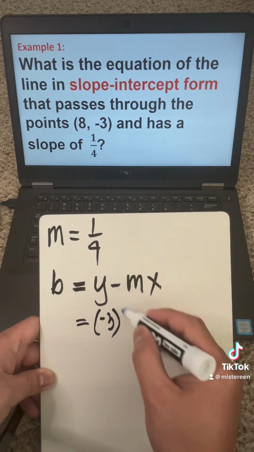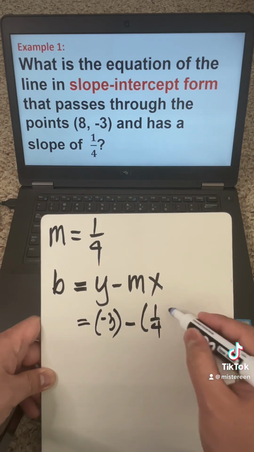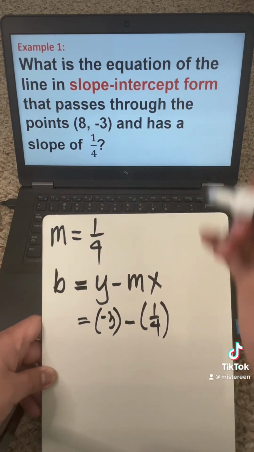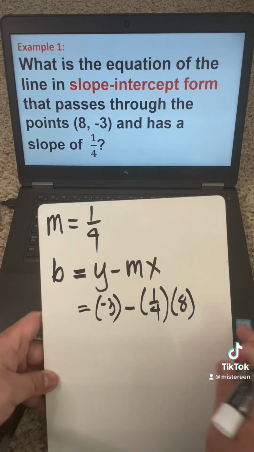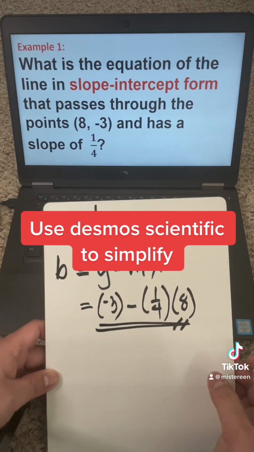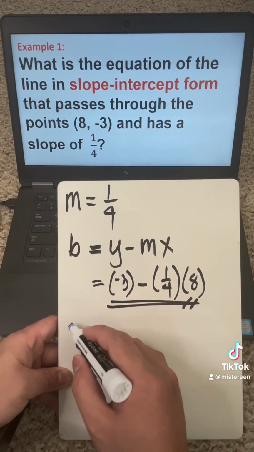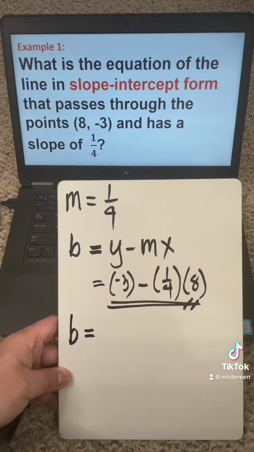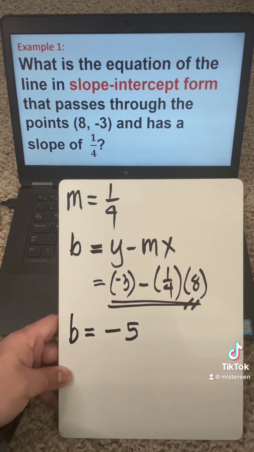Then we put a minus here, and our m is 1/4, so parenthesis 1/4. And then x is a positive 8, so parenthesis 8. Then you can plug in all of these numbers in your Desmos Scientific calculator and you will get the value of b. If you use your Desmos Scientific, it will be negative 5. So our y-intercept is negative 5.